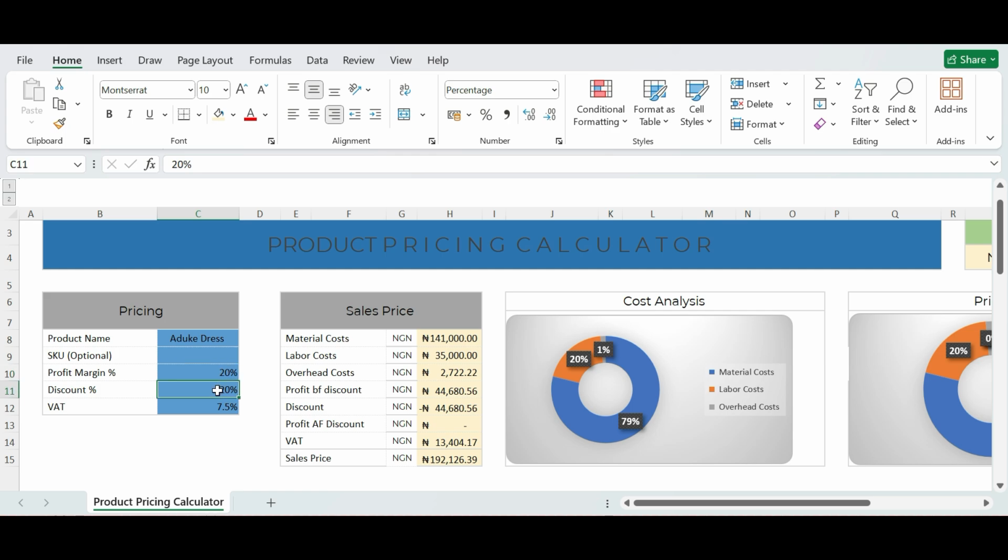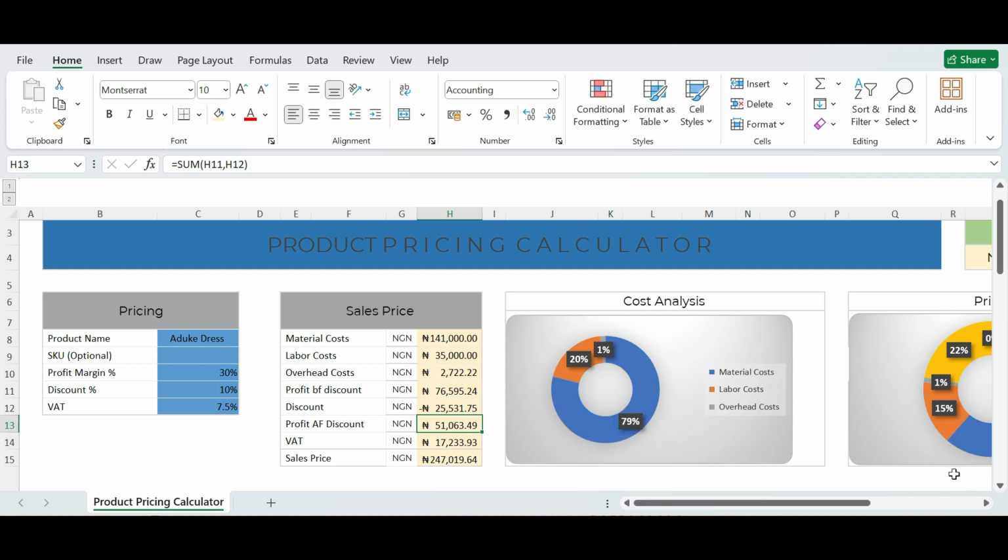So for example, if I adjust the discount to maybe 10, you see I'm making 10% profit after giving the discount. And if I take my margin up to 30, see, I'm giving a 10% discount. That means I still have a 20% profit after giving out the discount. That's why this is very important.